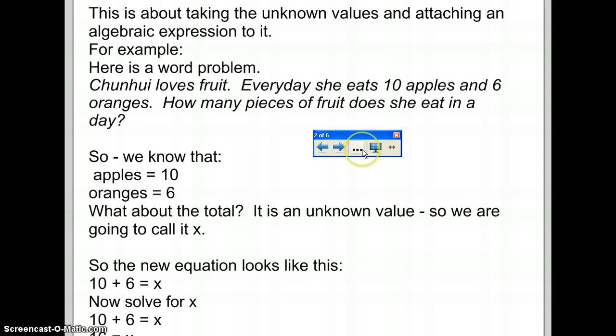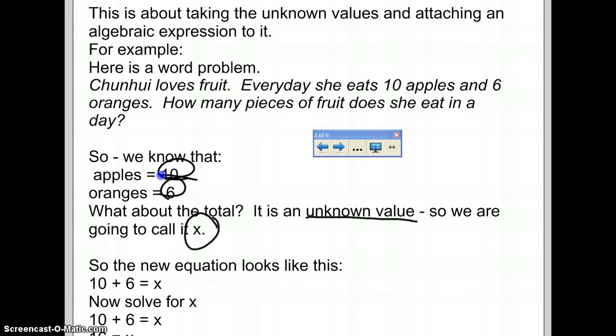So for example, here's a word problem. Chung Wei loves fruit. Every day she eats 10 apples and 6 oranges. How many pieces of fruit does she eat in a day? So, here's what we know. We know that she eats 10 apples. We know that she eats 6 oranges. What we need to know is the total. So it is the unknown value. So we are going to call the unknown value x.